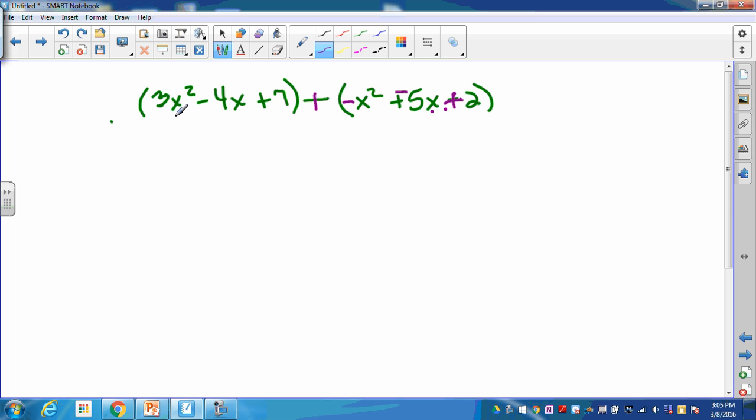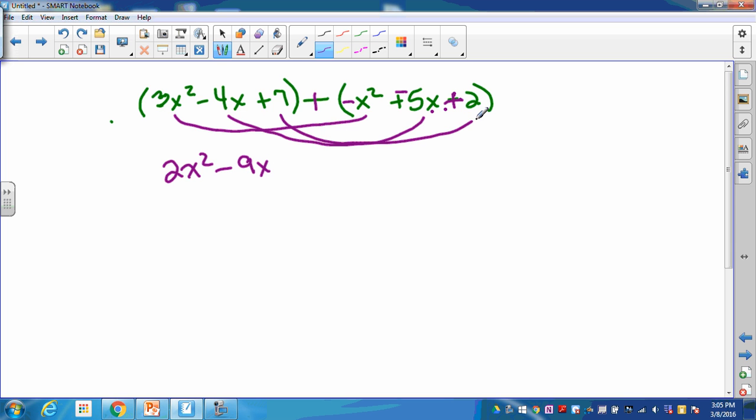All I have to do is combine like terms. 3x squared plus -1x squared is going to give me 2x squared. -4x plus -5x is going to give me -9x. 7 plus 2 is 9. Exponents are in descending order. I'm done. So here's your solution.